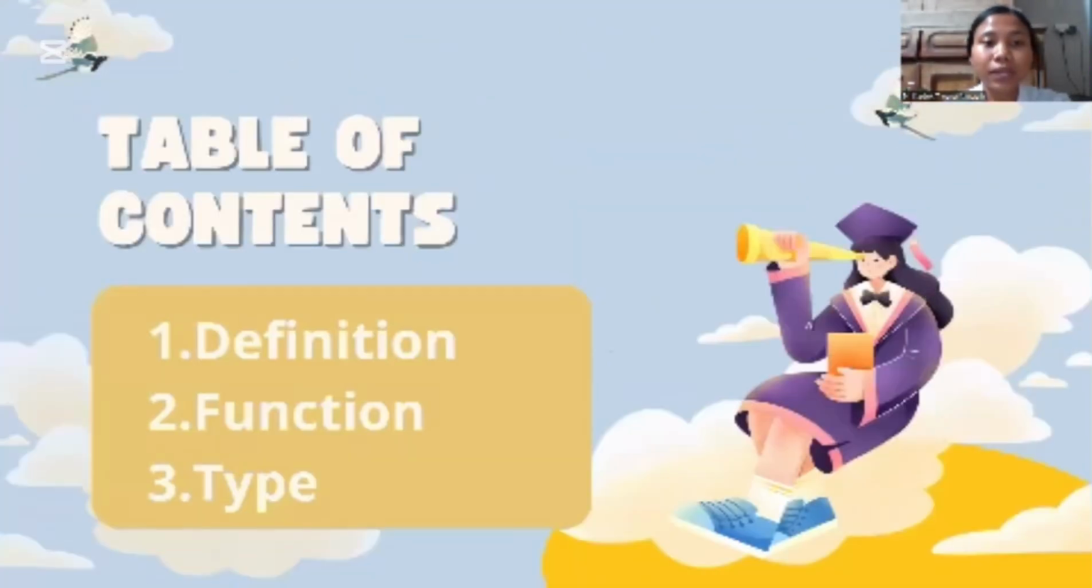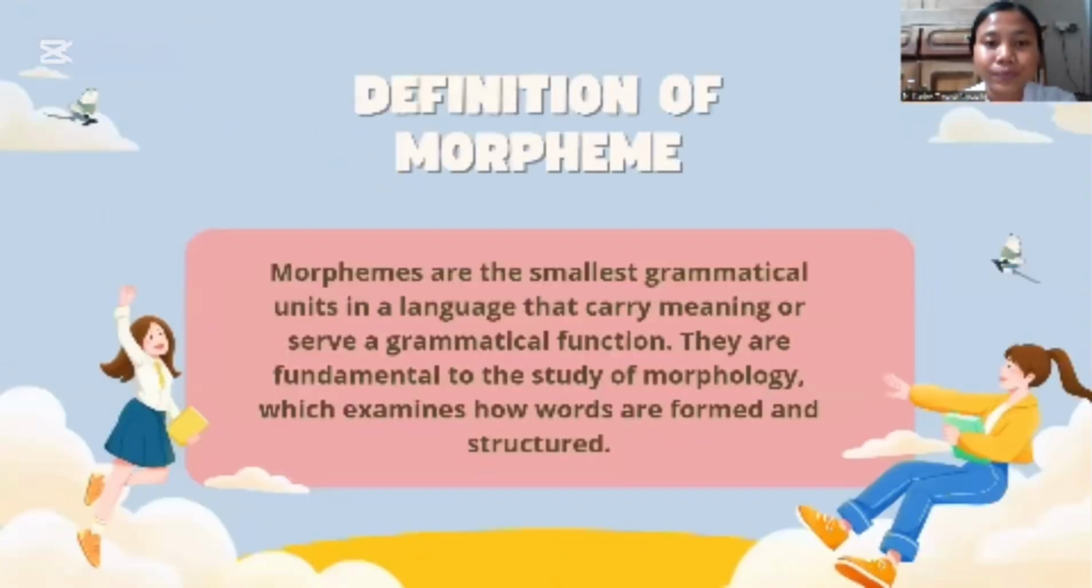For the explanation, you can see on the screen the table of contents that I will explain, that is the definition, function, and types of the morphemes. So the first is the definition of morpheme.